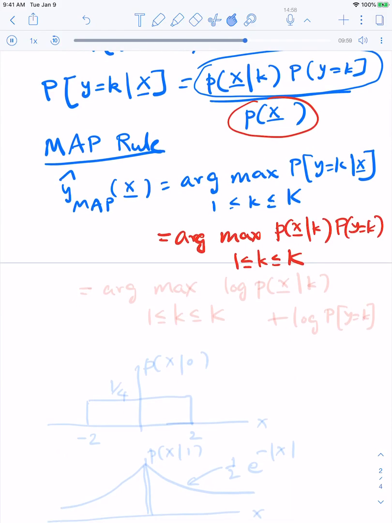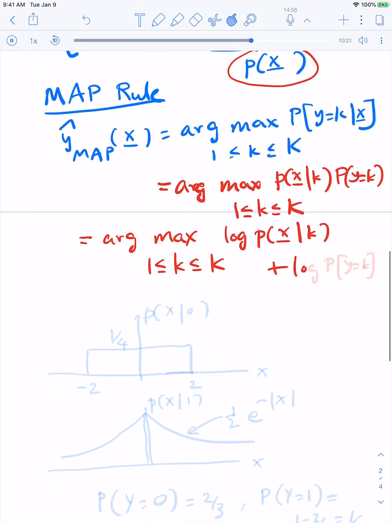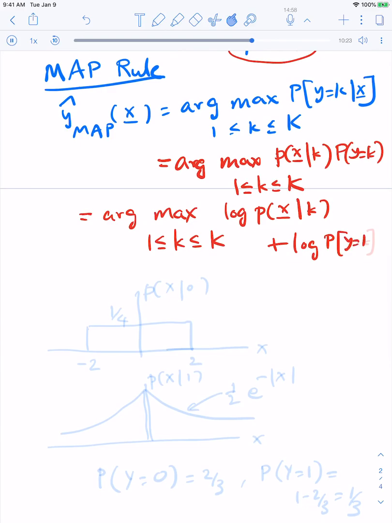And often, of course, these conditional densities have an exponential form, so it's often convenient to write this as arg max of the log of these quantities. And so when I take the log, this product becomes a sum, and I have log of the conditional density plus log of the probability y equals k. And we'll apply this form when we take the example of Gaussian distributions a bit later on.